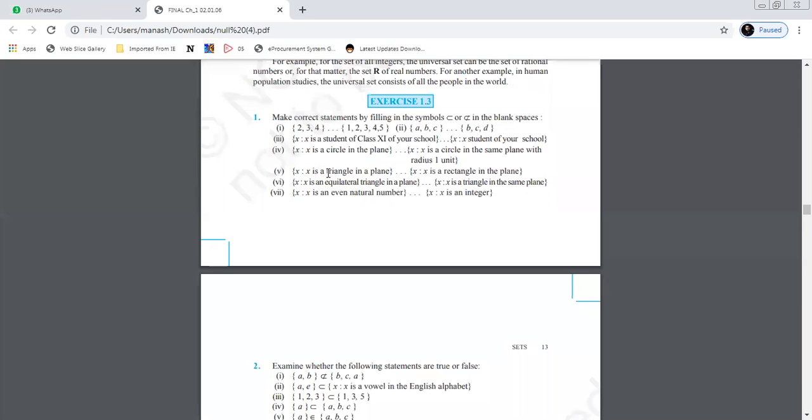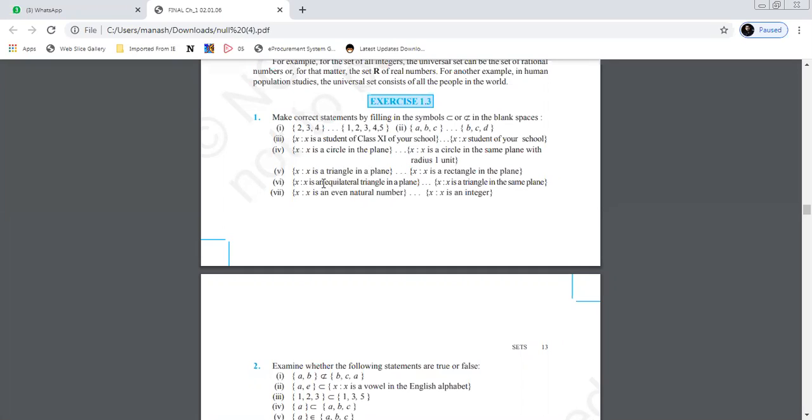Next one is: X such that X is a triangle in the plane. And it is given X such that X is a rectangle in the plane. So it is not a subset of the second one, because the first one contains triangles and the second one contains rectangles. Okay.